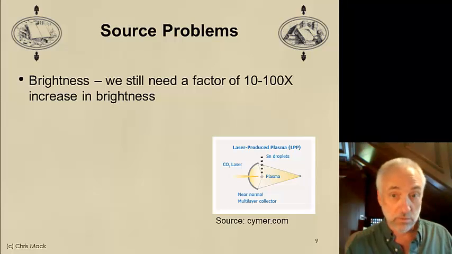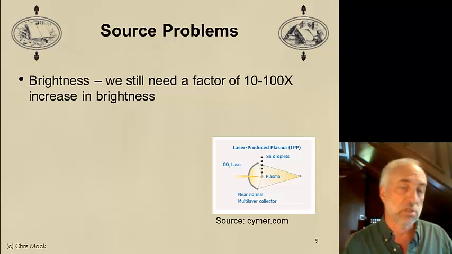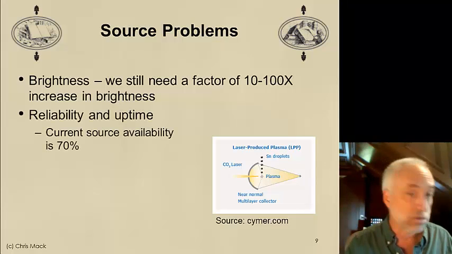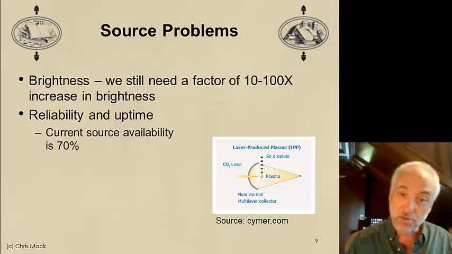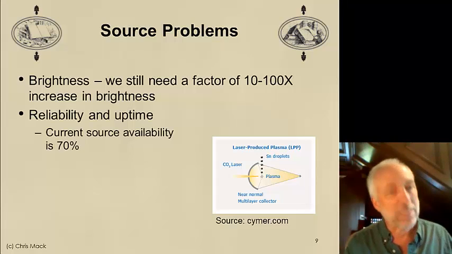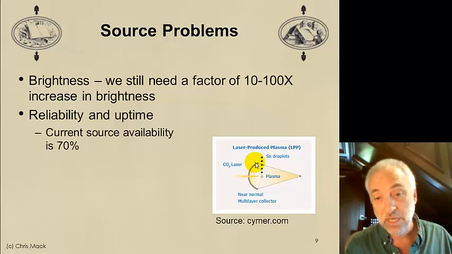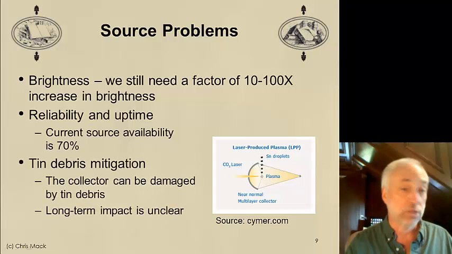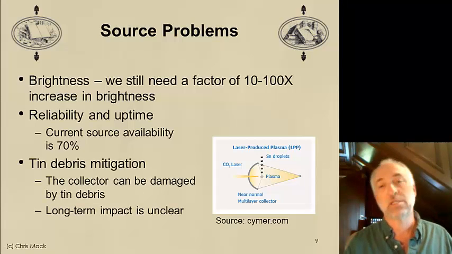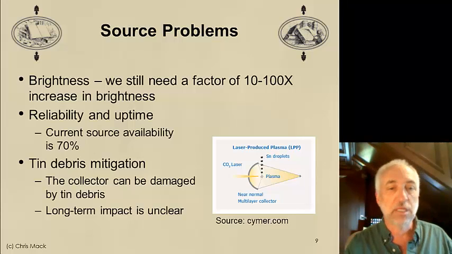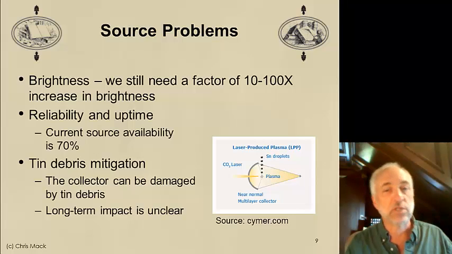Of course, we can work on improving the brightness of these sources, and if we can do that, then this might be practical. There's also reliability issues and uptime issues. So far, these sources have not been able to run 24/7 for days and weeks at a time. The source availability is only 70%, mostly because very frequently we have to go out and replace this collector because it gets all damaged from tin, which tin debris mitigation is the next problem. And again, the long-term reliability and the impact of all of these new technologies is still unclear.